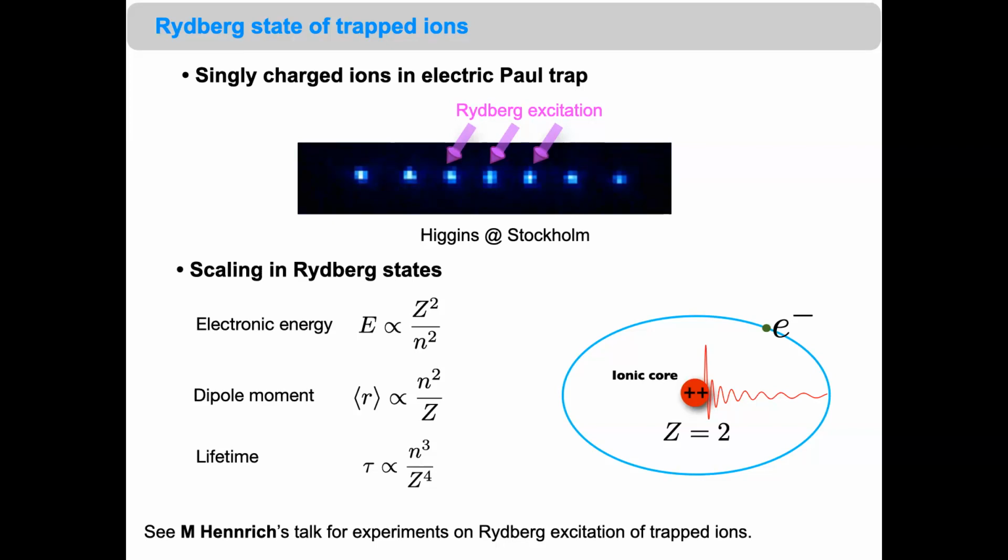Here we still have the very nice scaling in the Rydberg state, but it depends on the principal quantum number n and also on the effective charge Z. Normally in neutral atoms Z is 1, but here Z is 2. We find that some properties are modified quite dramatically. For example, the energy is now proportional to Z to the power of 2. The dipole moment becomes slightly smaller, roughly 2 times smaller for the same n, and the lifetime is affected quite a lot.